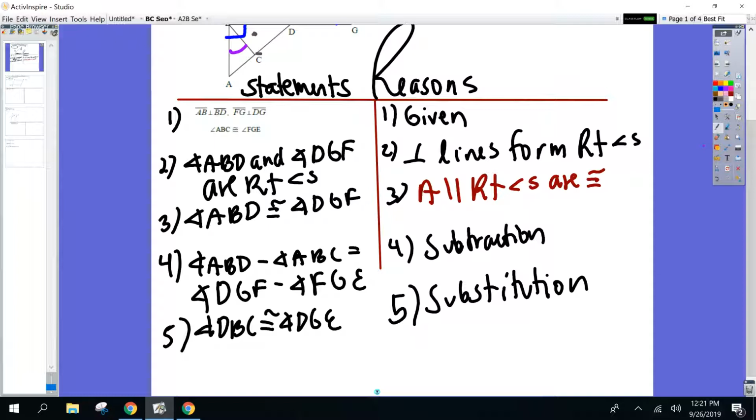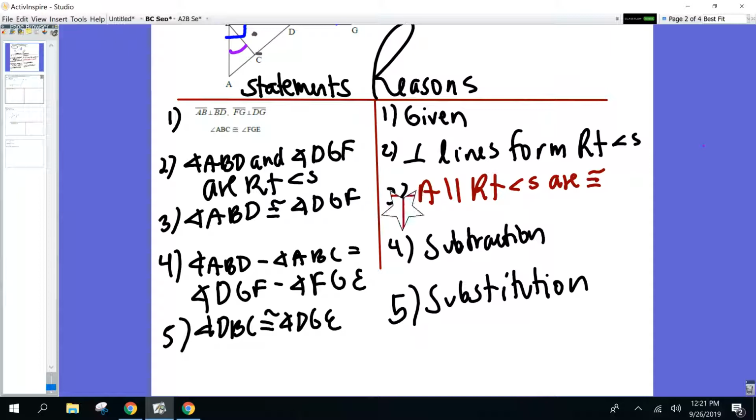So my point being here now is, you know it's subtraction, but now that other quantity probably won't be reflexive. You're going to have to get it somewhere else. In this case, it was the right angles. Any questions there? Anything? All right, and our last one, which is all straight angles are congruent.